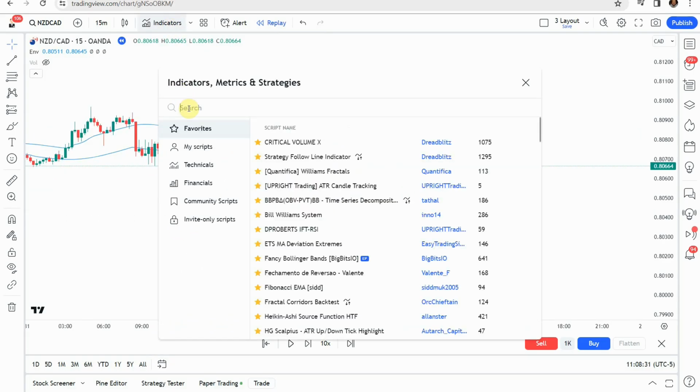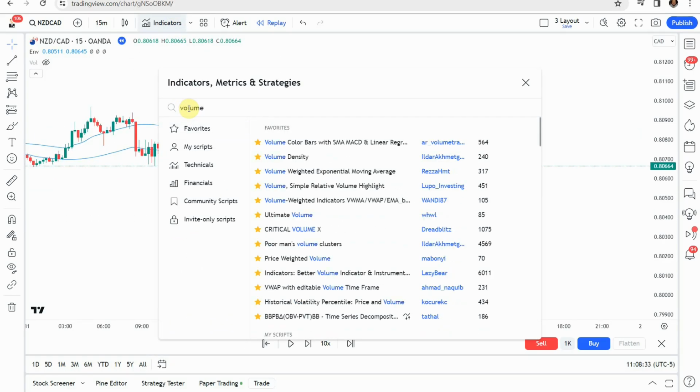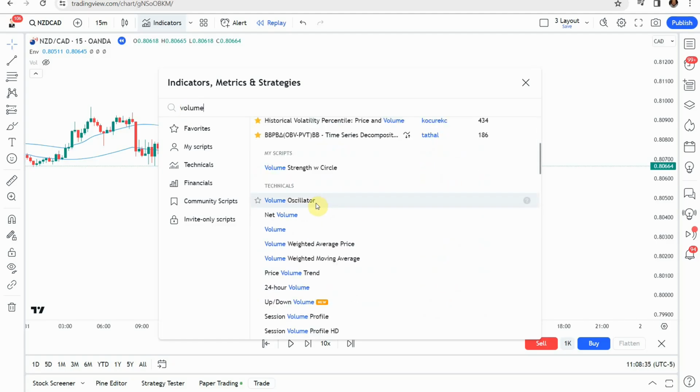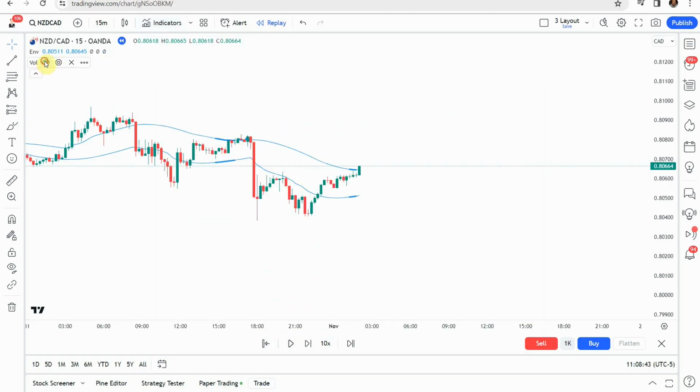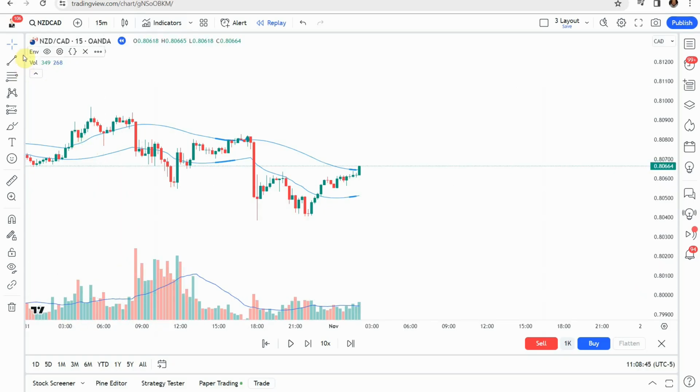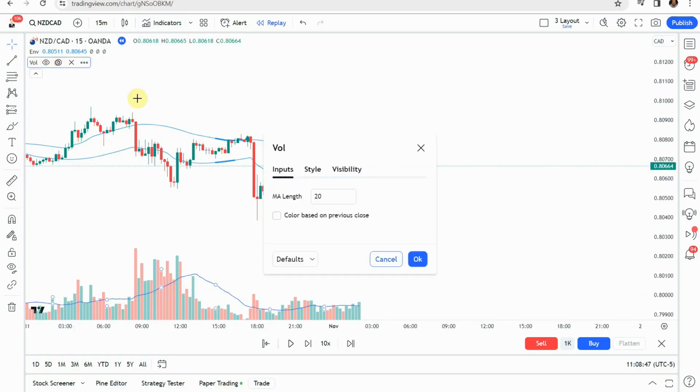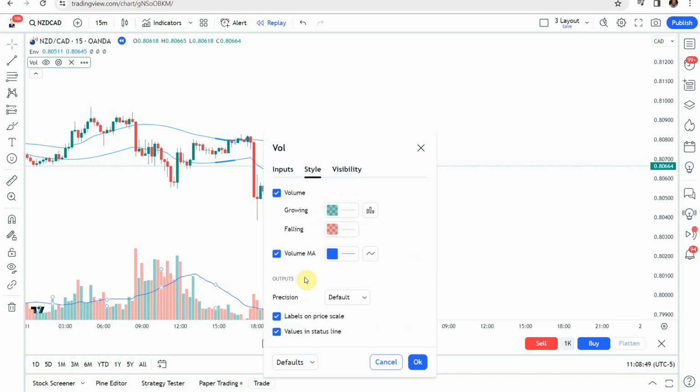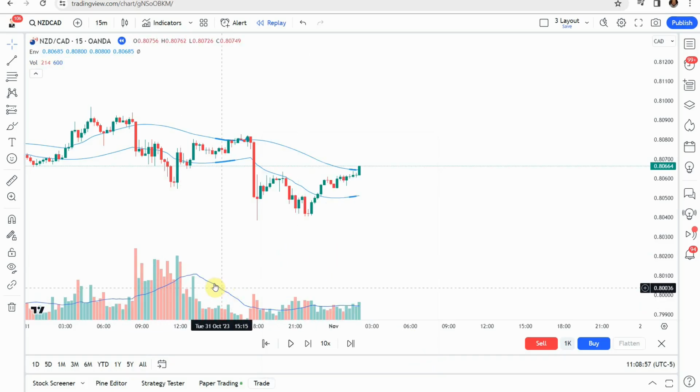The next indicator you will add to screen is going to be the volume indicator. It's going to be the built-in TradingView volume indicator, this one right here. Once you add that to the screen, it will look similar to this. Go ahead and click on the settings and go to style and turn on the volume MA. Normally it looks like this. You're going to check it and it will look like this, giving us a moving average of the volume now.